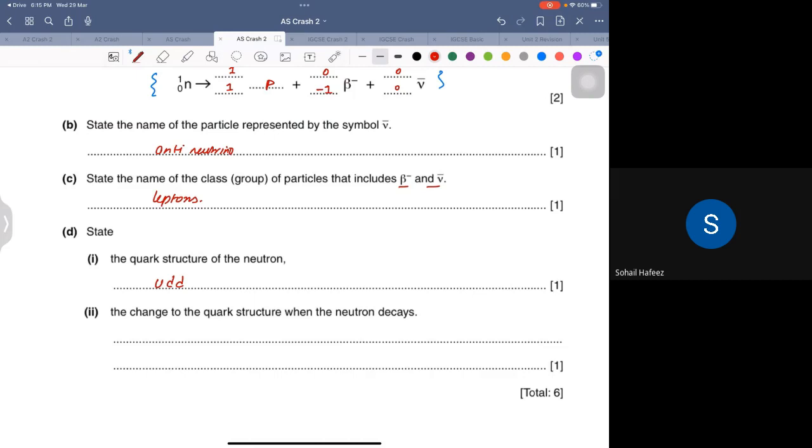Which equation is this? No, that is when it decays. A neutron goes to, it is UDD. This goes to a proton. That is UUD. So what is the change? Electron to proton. From neutron to proton. No. A down quark changes to an up quark.